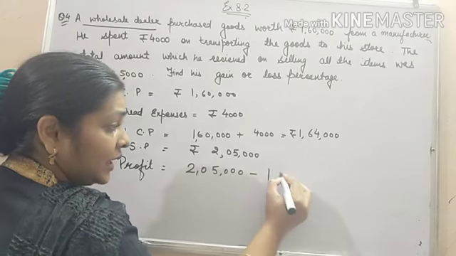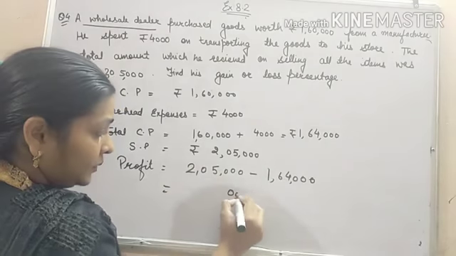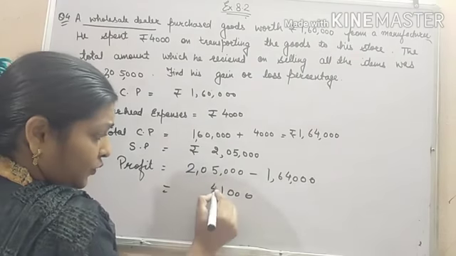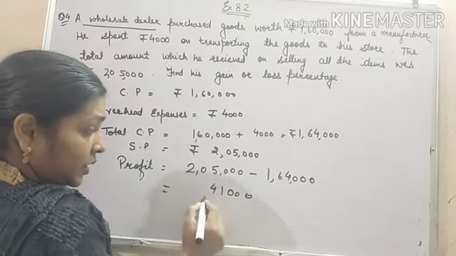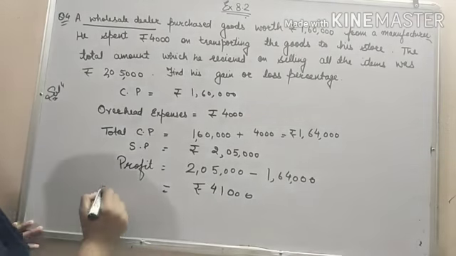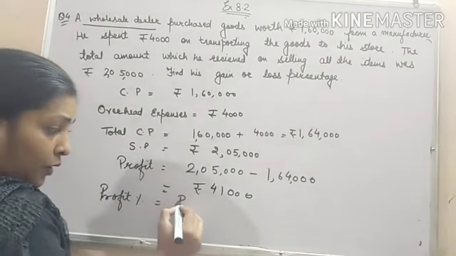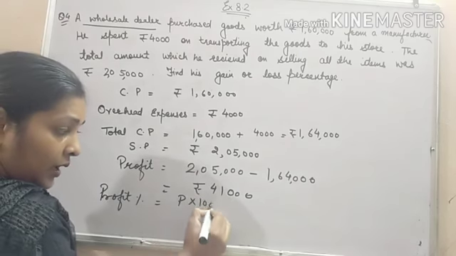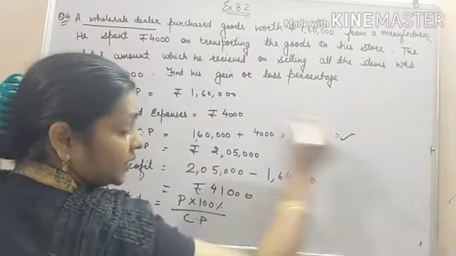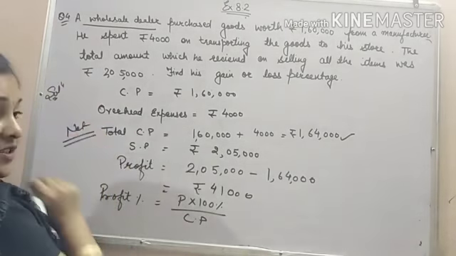2,05,000 minus 1,64,000. So what will be the answer? 5 minus 4, 1. 10, 6, 4 will come. 41,000. This is your profit. And you need to find the profit percentage. In the previous video it was told to you how to find profit percentage. Profit into 100 upon CP. And CP is this one, the net CP. You can write it as net CP as well.